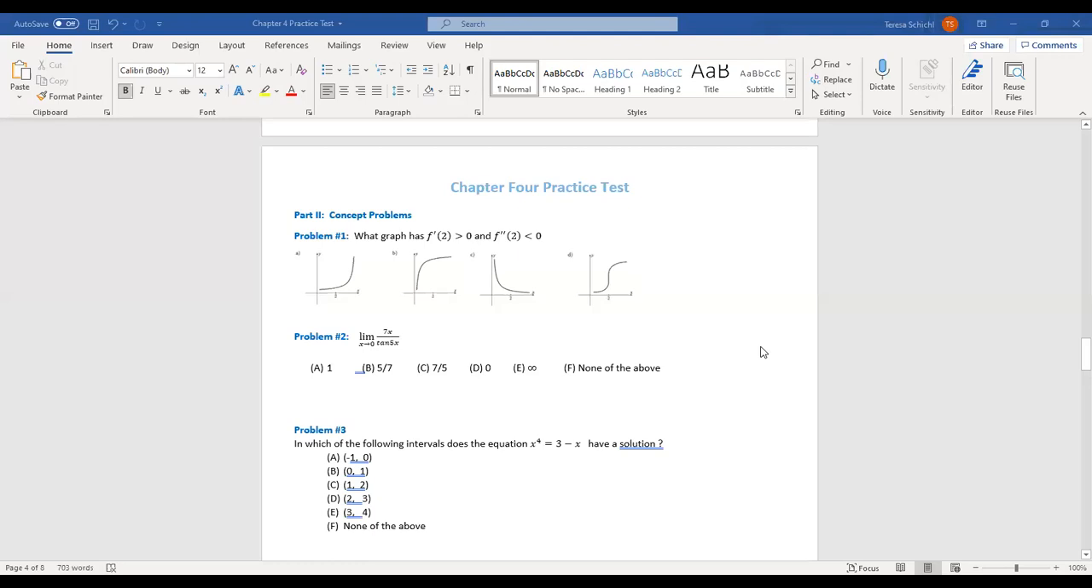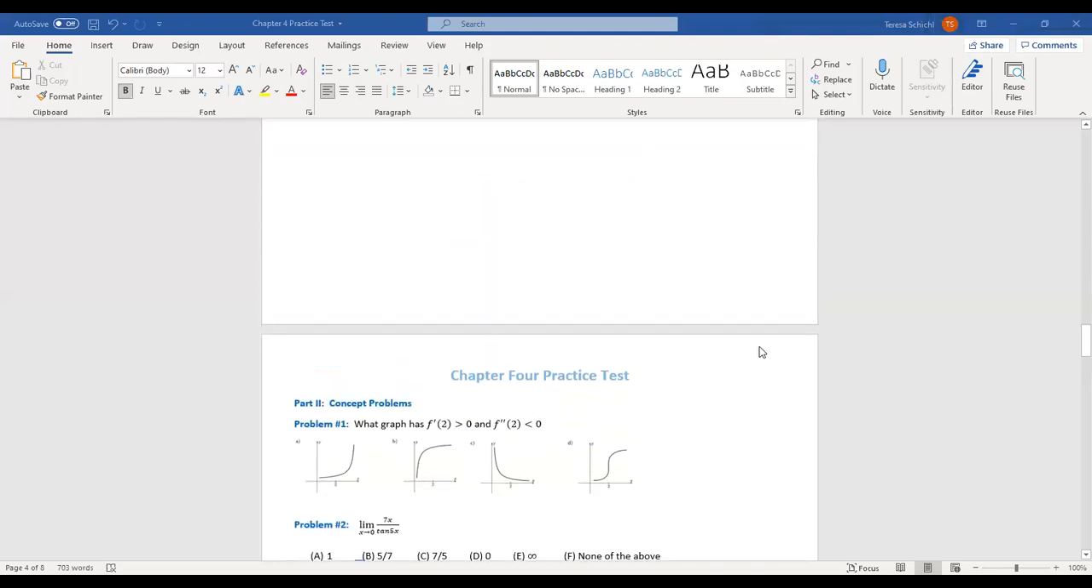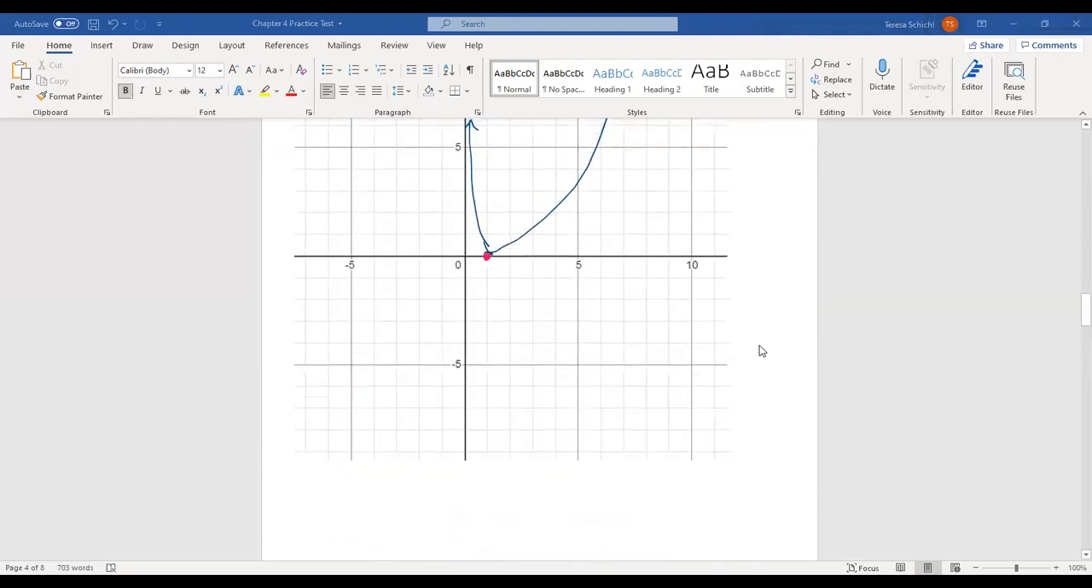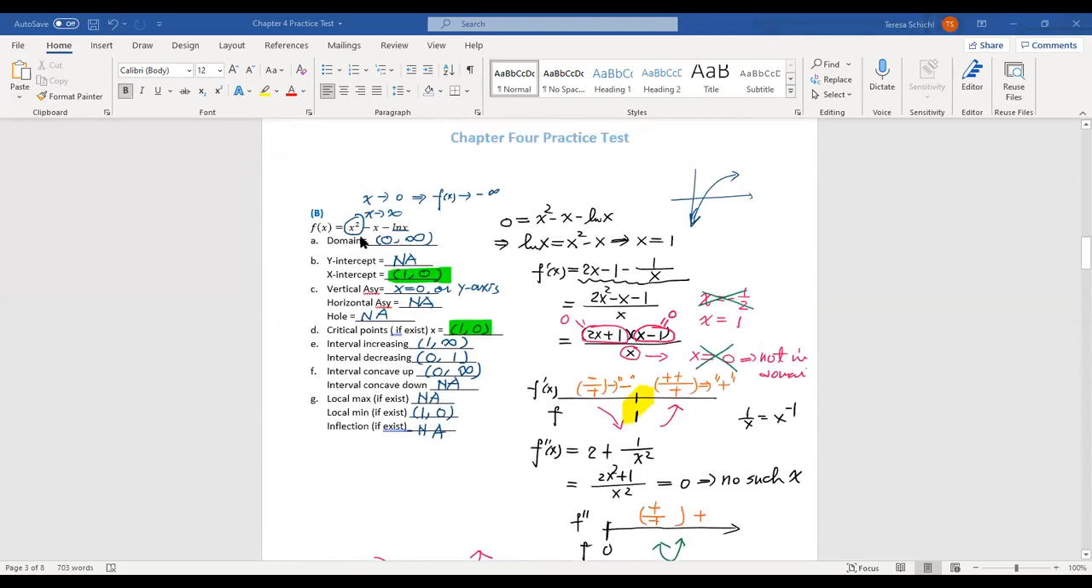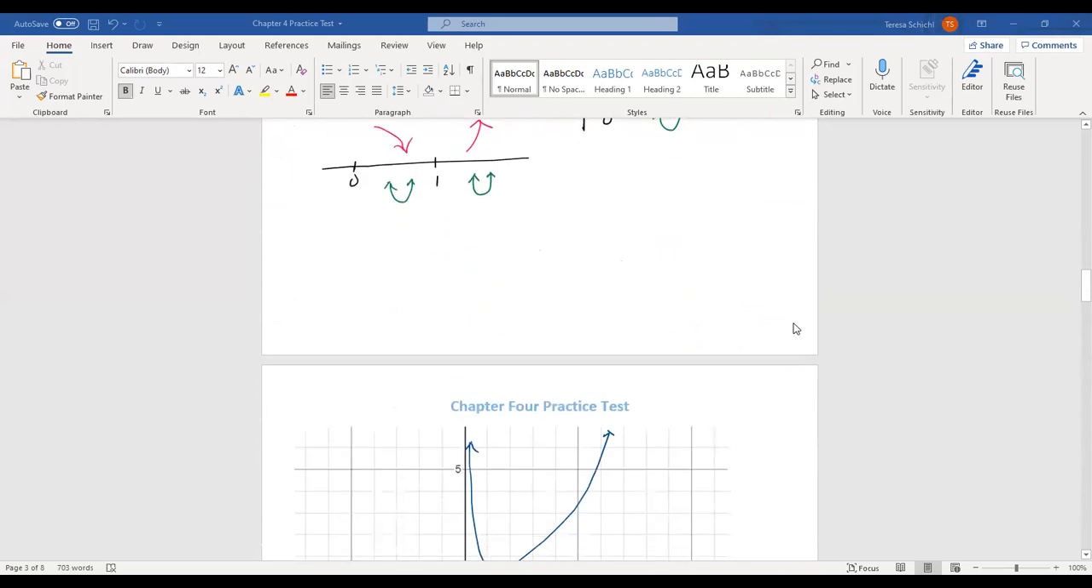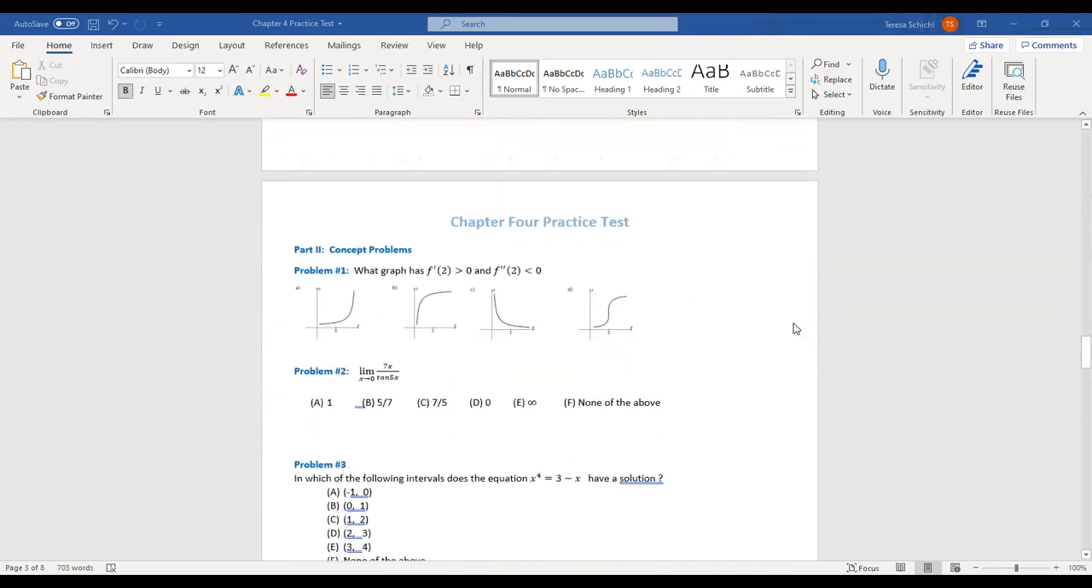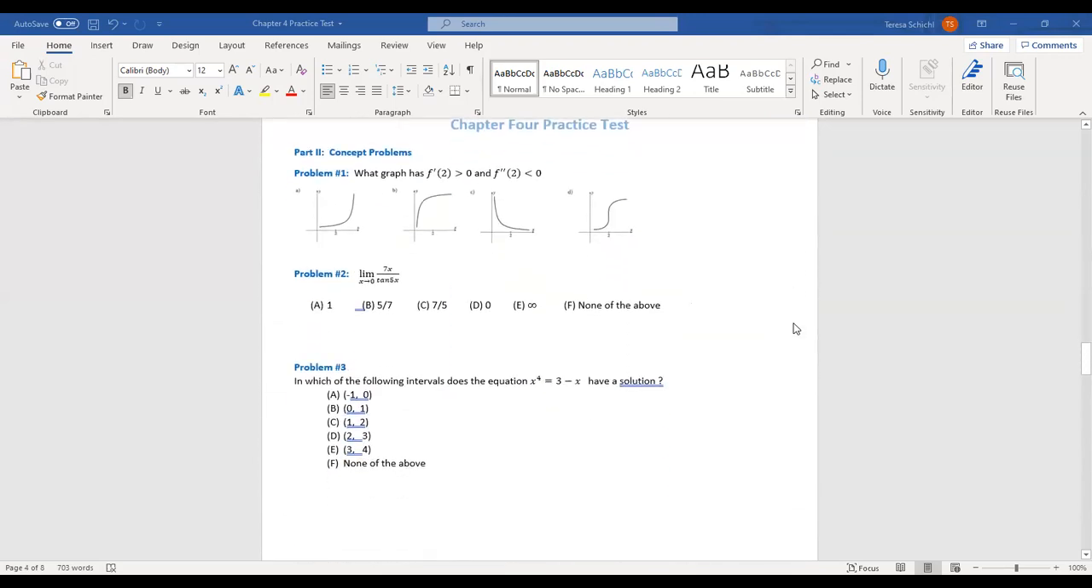In video number 1, we did the graphing part, how to graph a function based on some guidelines we try to follow. Now part 2 of the test is more like concept-type problems. Let's take a look and get started here.